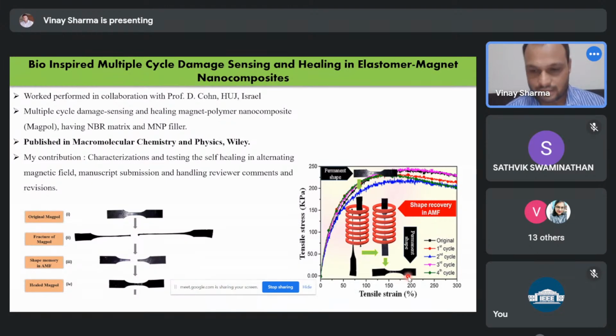But is it possible to do it multiple times? Yeah, we were able to cut it and join it 4 times in a row. That means it is multiple cycle, and it is multiple cycle damage sensing. And why is it bio-inspired? Because the material that we are using here, the NBR, is a biological material. It's a biological rubber, so it's not going to harm your environment at all.